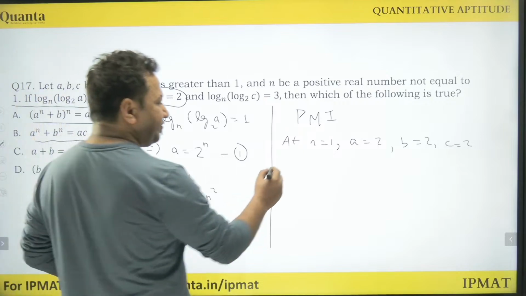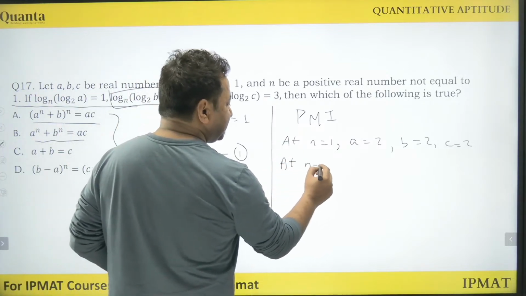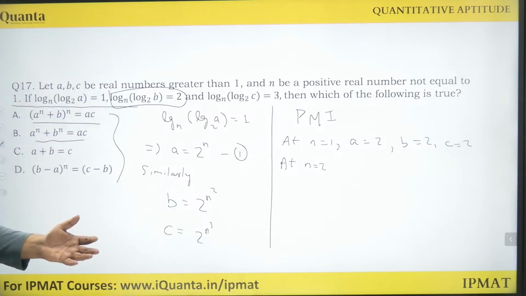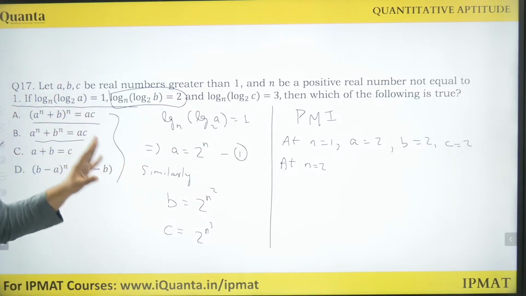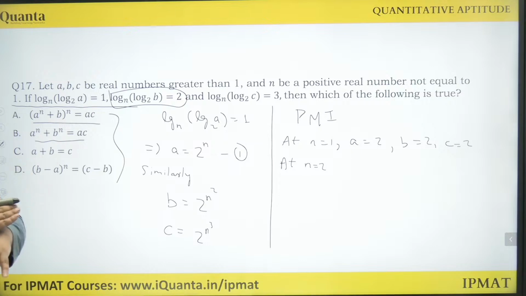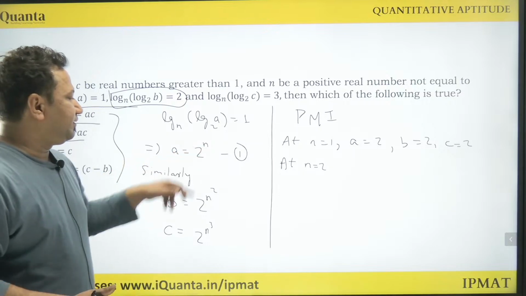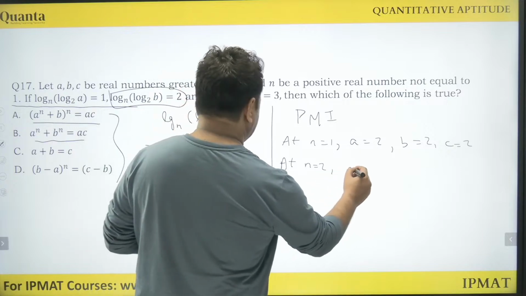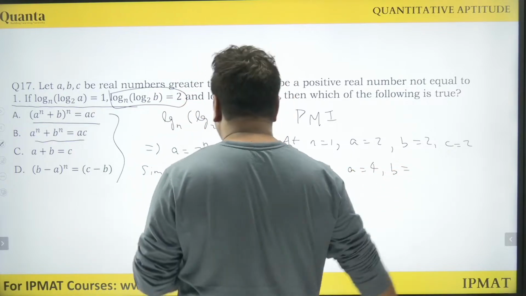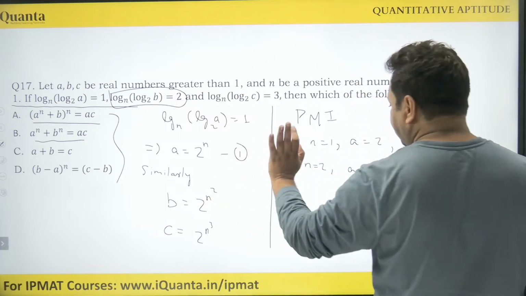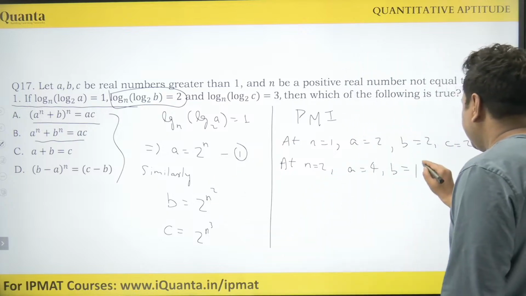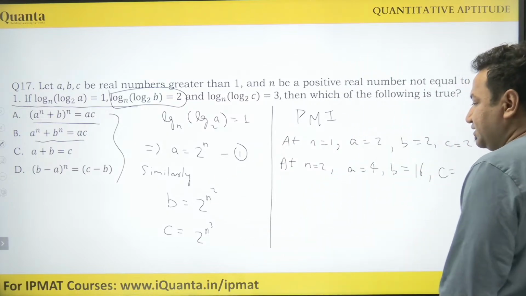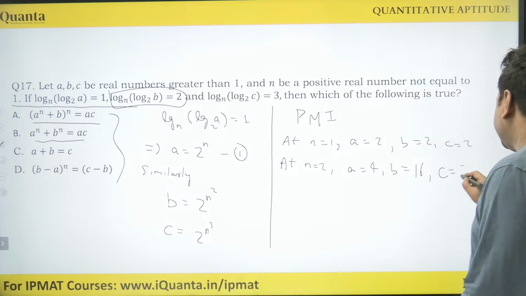That is why we will pick another term which actually differentiates A, B and C, because at n equal to 1, we got A, B and C equal. At n equal to 2, we might get different values. So if I put n equal to 2, I'll get a perfect answer because A, B, C will be distinct in that case. So we put 2 here, A will be equal to how much? 2 square, that is 4. B will be equal to how much? 2 to the power, put n equal to 2 here, 2 square is 4, 2 to the power 4 is 16, and the value of C will be equal to how much? 2 to the power 8, that is equal to 256.